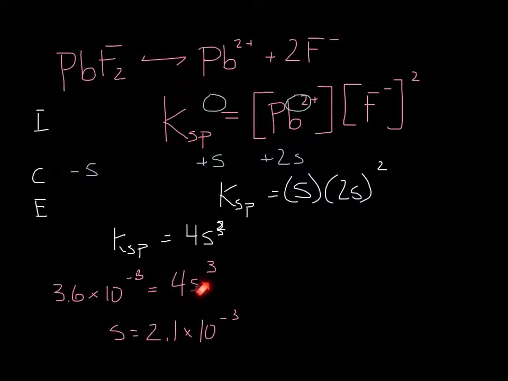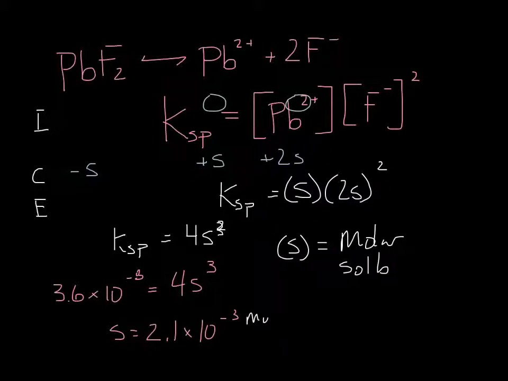Alright, so S, this little unit S, there's a reason we use that, and that's because what S represents is the molar solubility. So when the question asks us to find the molar solubility, what they really wanted to find was S, or that's what we recognize it as. So the molar solubility of lead fluoride then is 2.1 times 10 to the negative 3rd moles per liter.